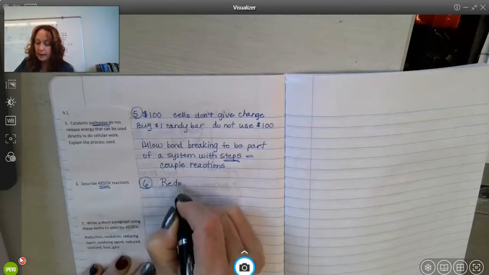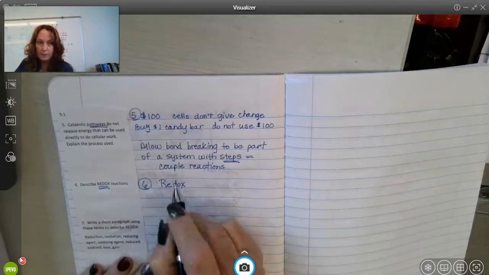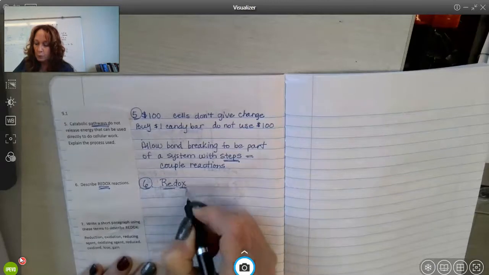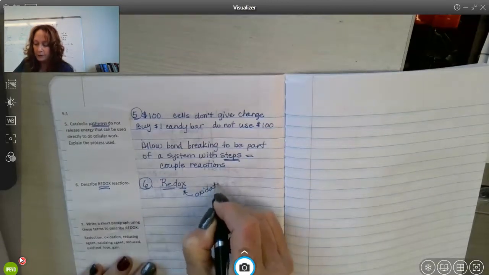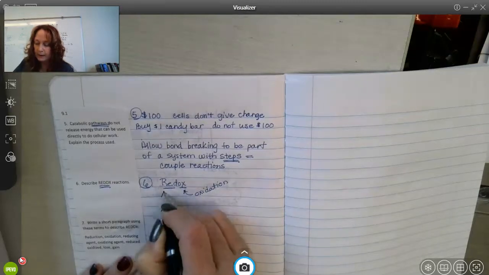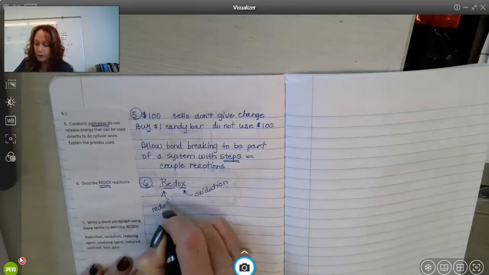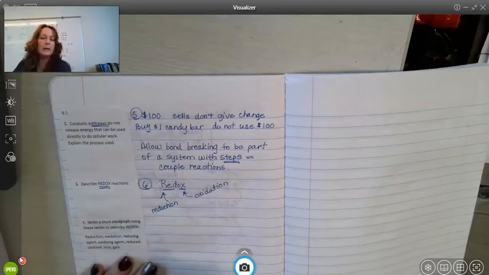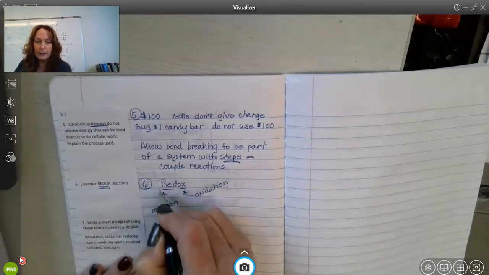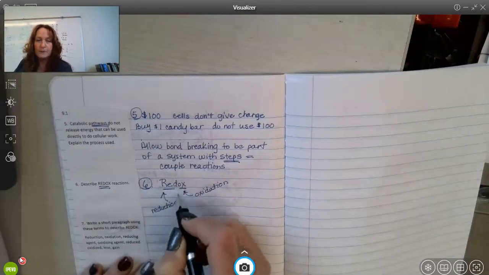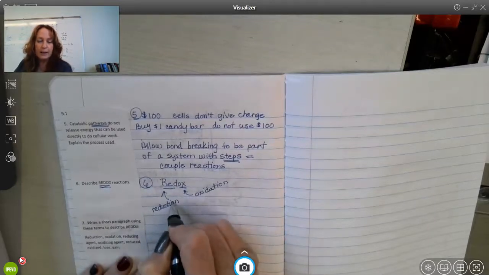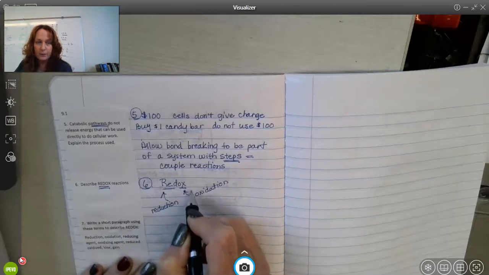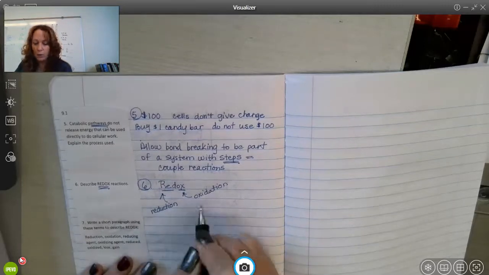Redox is really like a made-up combination word. It's 2 parts. The ox part is oxidation. The re part is reduction. And here's what we're demonstrating by putting those together. There's always going to be an oxidation and a reduction together. And let's talk about what those are.